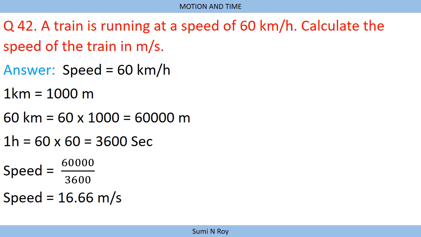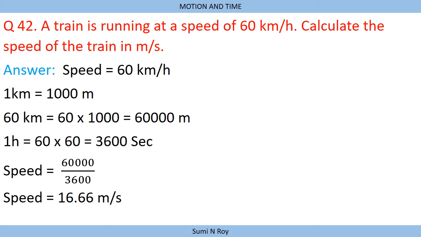Now we know everything. We have distance, we have time. So we will calculate the speed of the train in meter per second. Speed is distance by time. So 60 kilometer, which is equal to 60,000 meter, we will put the value. 1 hour is equal to 3600 seconds, that we will put as the value.